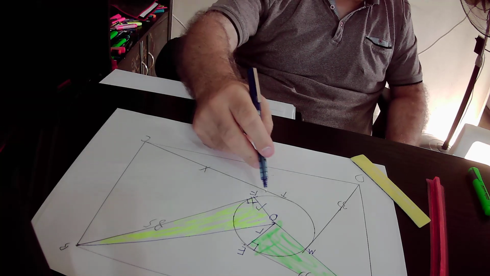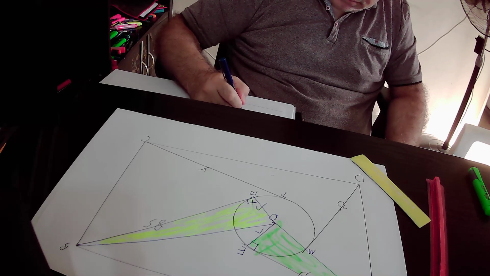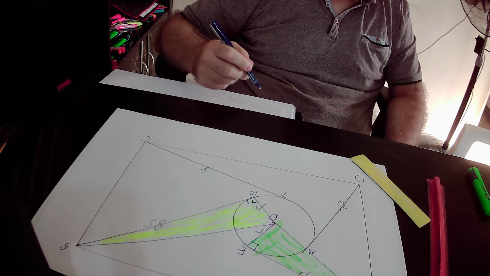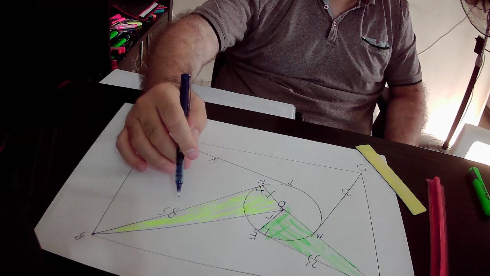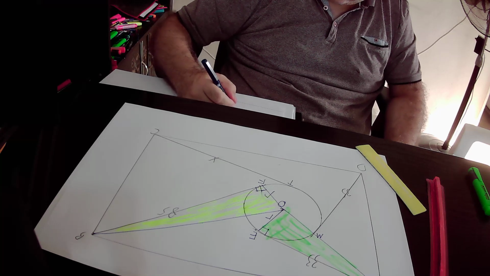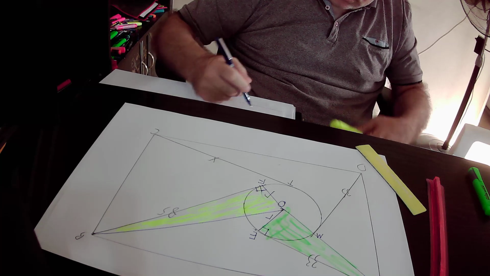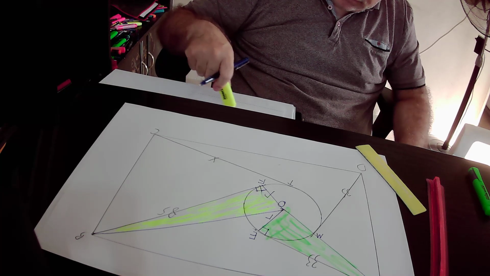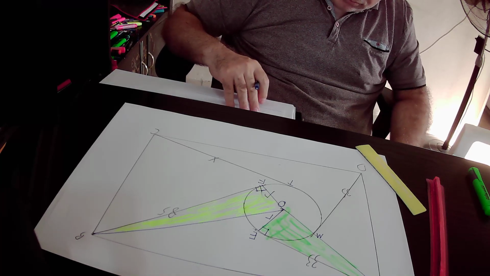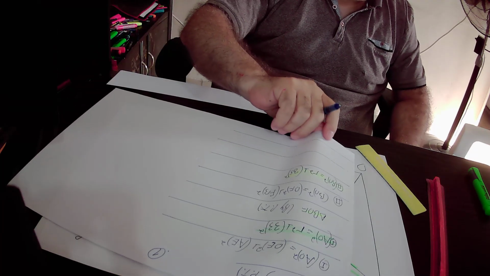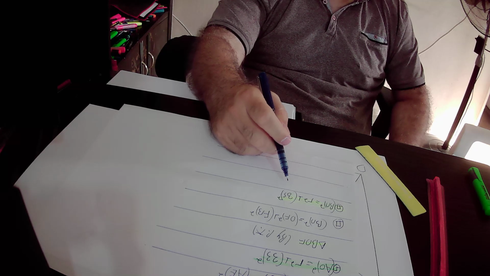equals OF square. OF is R, therefore OF square is R square, plus FB square. FB equals 85 units, therefore FB square is 85 square. So, in conclusion, we found out that according to equation number 2, BO square equals R square plus 85 square.